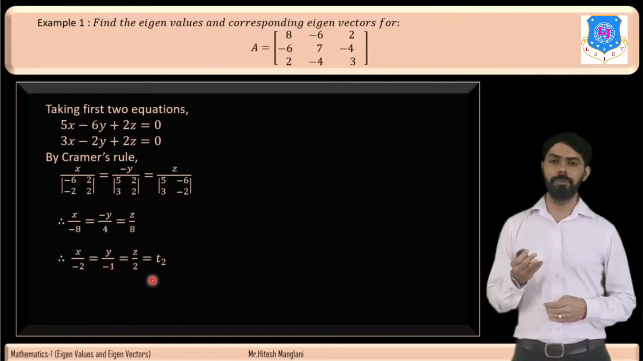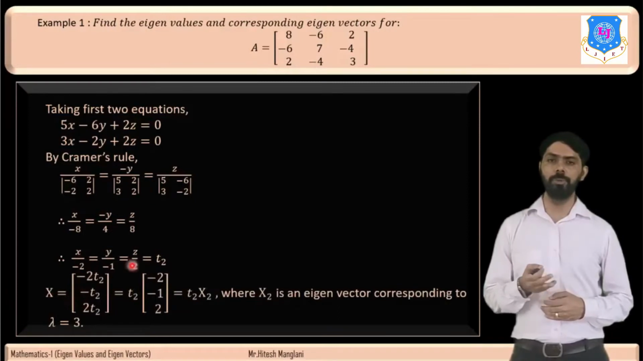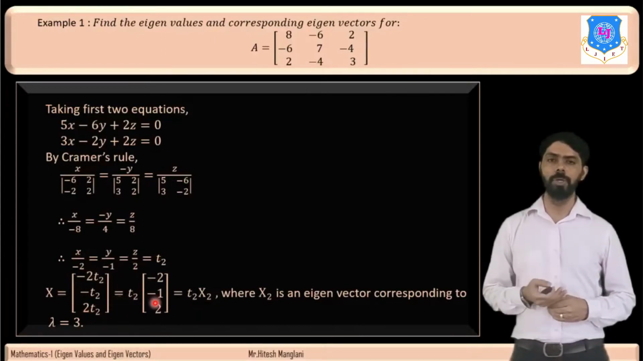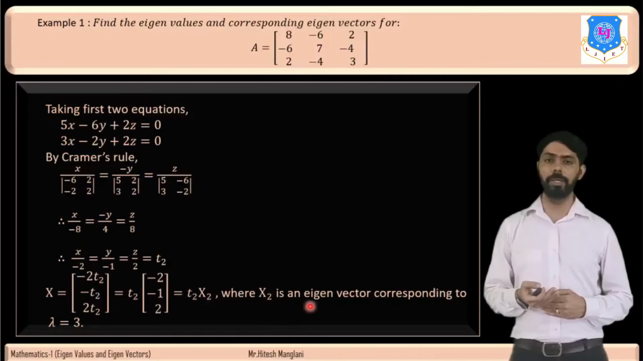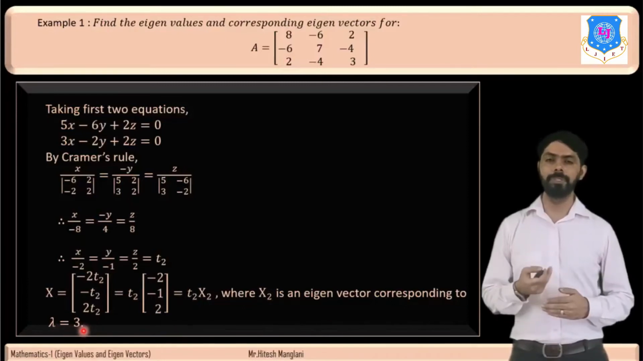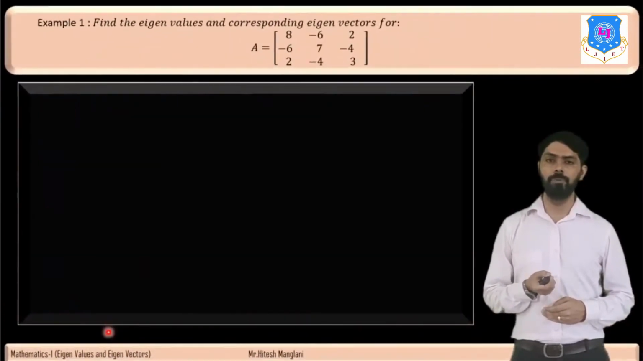So capital X is equal to x, y, z, and here the value of x is minus 2t2, the value of y is minus t2, and the value of z is 2t2, and here taking t2 common, it will be minus 2, minus 1, 2. So this can be written as t2 into capital X2, where capital X2 is an eigenvector corresponding to eigenvalue lambda equal to 3. Now in the same way we will find the eigenvector for eigenvalue lambda equal to 15.